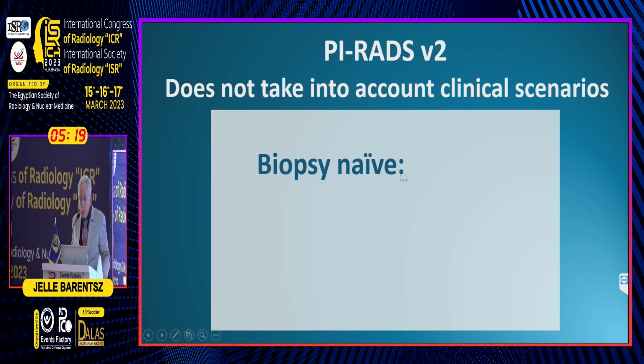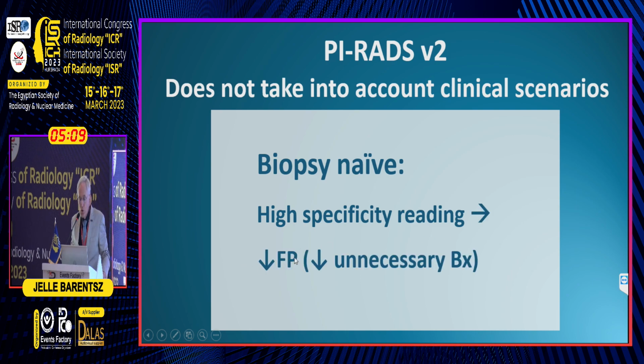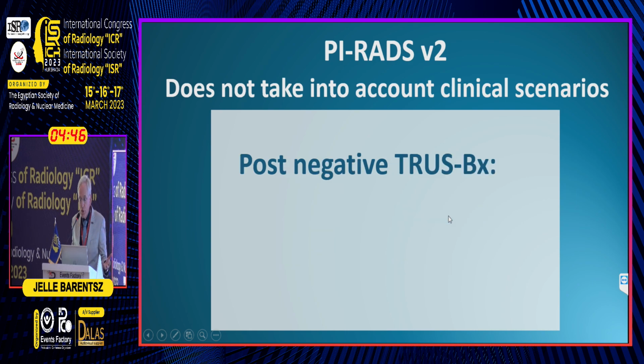Now, if you have a biopsy-naive patient, high specificity reading to rule in tumors is very important. You should reduce the number of unnecessary biopsies, so the number of false positives is even more important, because these men will have, well, the effects of biopsy if you have a high false positive rate. So high specificity reading in these patients is important. You don't want to overcall a lesion.